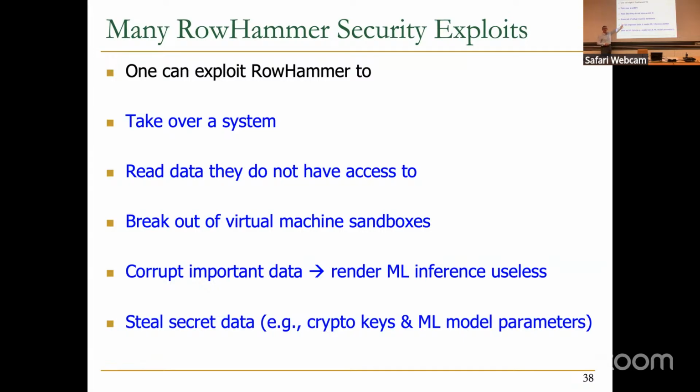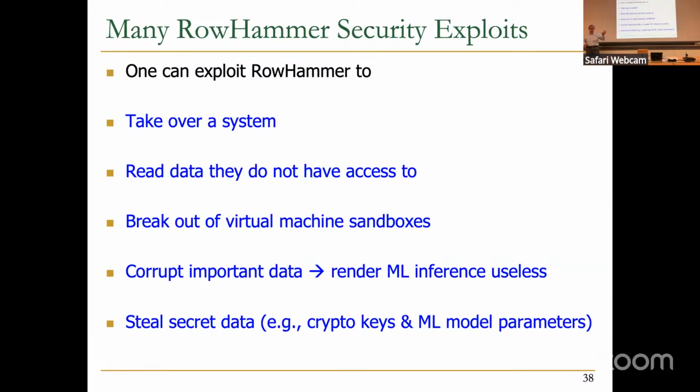We can render machine learning inference useless because the accuracy becomes like 10%. You can steal secret data like cryptographic keys that you're not supposed to have any access to, or machine learning model parameters. So basically, people have developed a lot of these attacks, and these attacks keep coming, which is really fascinating to me. The recent Usenix Security conference, which was held one month ago in August, had 7 papers on RowHammer. These were attacks.